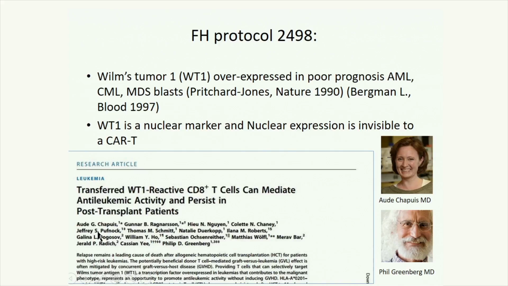The first protocol that we got involved in with pathology was Fred Hutch protocol 2498. And this was initially developed by Phil Greenberg. Subsequently, he recruited Aude Chapuis to take this on. So WT1 is overexpressed in poor prognosis AML, CML, and MDS, and is a nuclear marker. Thus, this is the reason why CARs don't work, and we needed to go after them with these immune gene-modified T cells.